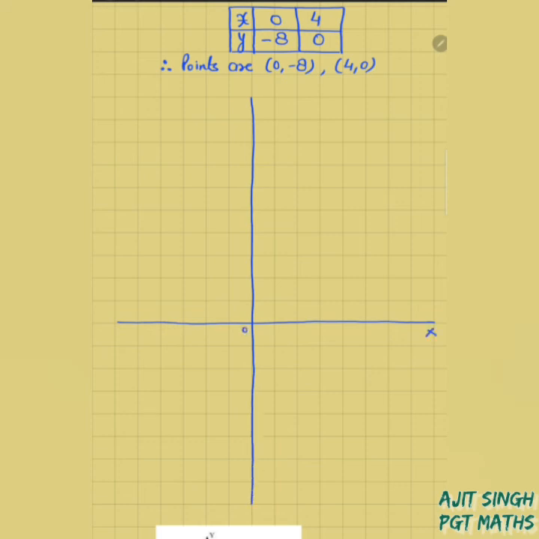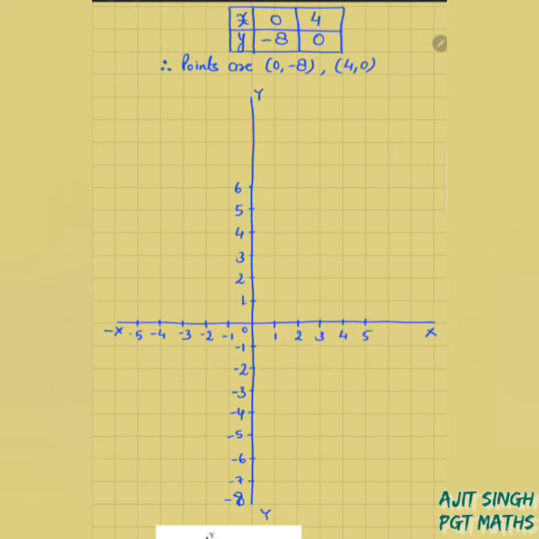this is the origin, x-axis, y-axis, negative x-axis, negative y-axis. This is 1, 2, 3, 4, 5, negative 1, negative 2, negative 3, negative 4, negative 5. Similarly on the y-axis 1, 2, 3, 4, 5, 6. On the negative side minus 1, minus 2, minus 3, minus 4, minus 5, minus 6, minus 7, and this is minus 8.